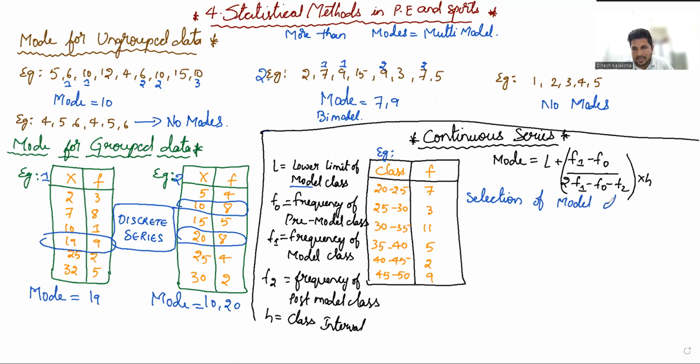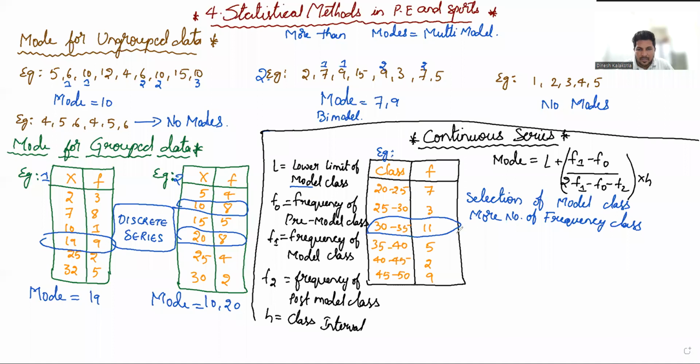Selection of the model class. So how do you select the model class? Very easy. The class with the largest frequency is selected as the model class. If you see in the table, 7, 3, 11, 5, 2, 9, so 11 is the highest frequency. So this is taken as the model class.